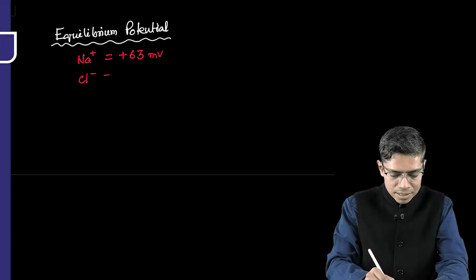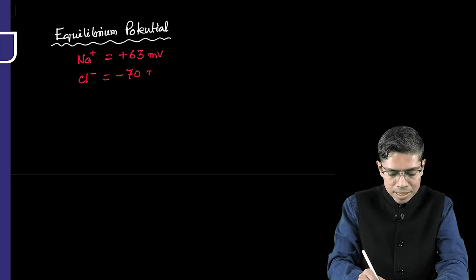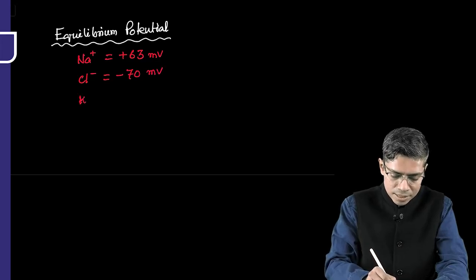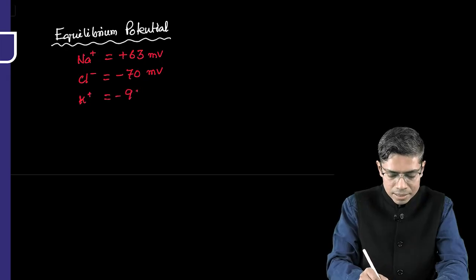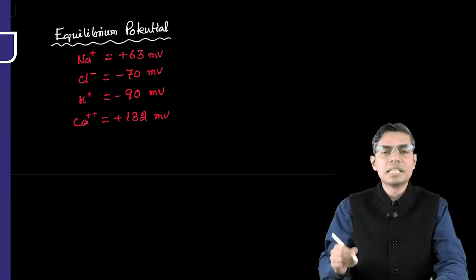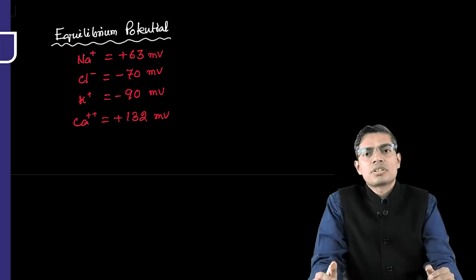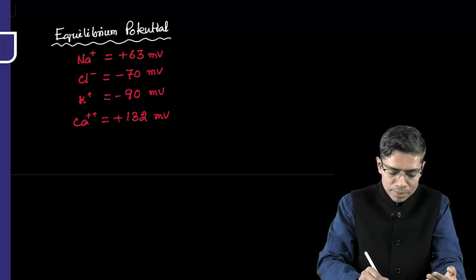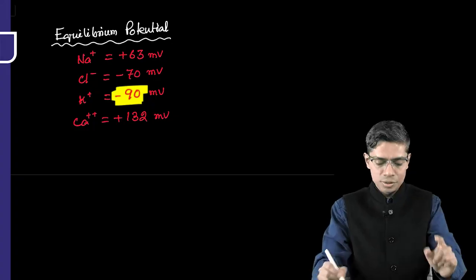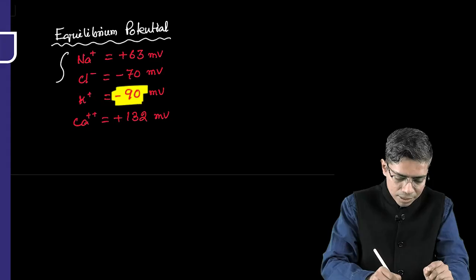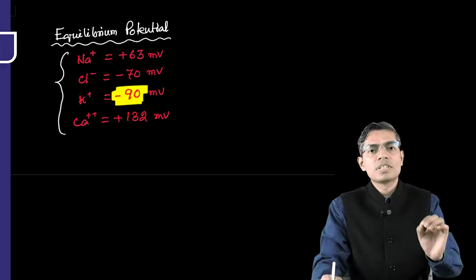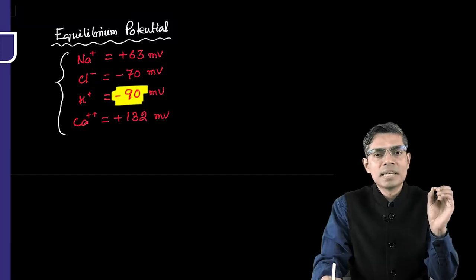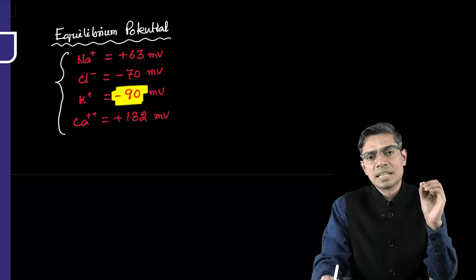Chloride equilibrium potential is minus 70 millivolt. Potassium equilibrium potential is minus 90 millivolt. Calcium equilibrium potential is plus 132 millivolt. It means if you put the exact concentration of potassium inside the cell and outside the cell, you are going to get the equilibrium potential of minus 90 by the Nernst equation. All these values have been calculated with the help of the Nernst equation, considering the concentrations of a normal mammalian cell at 37 degrees centigrade.